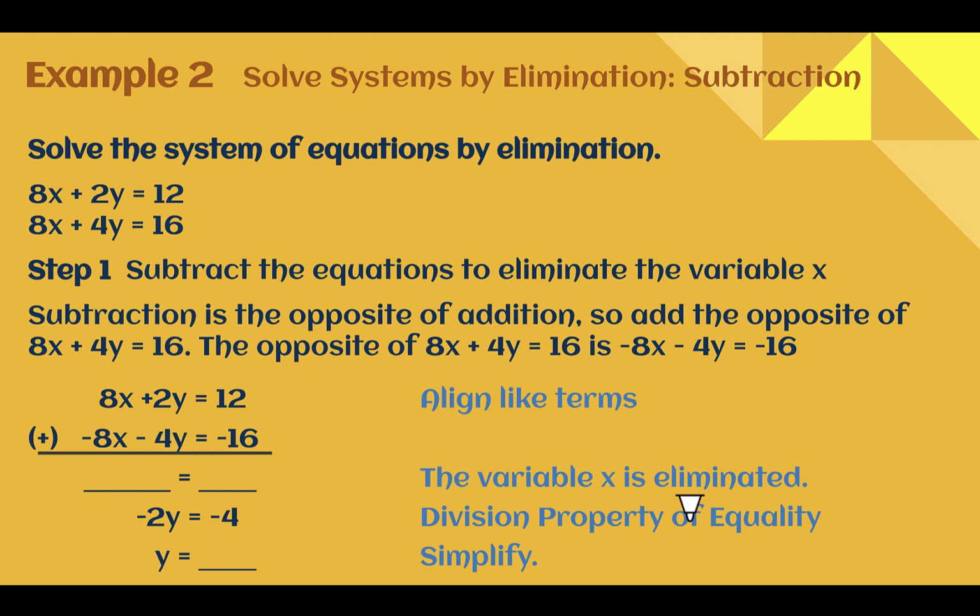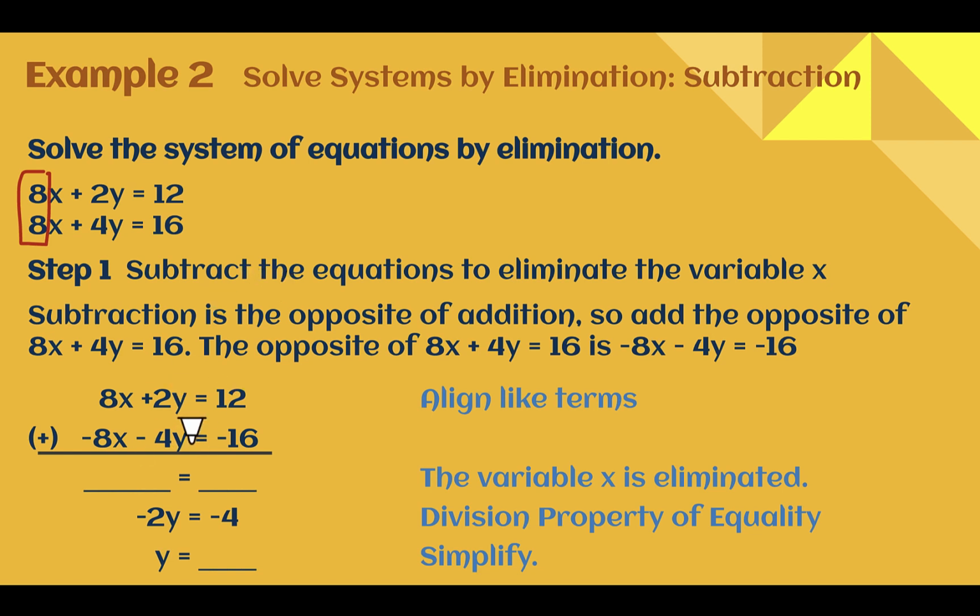8x plus 4y equals 16. So again, when I'm using elimination, I'm looking for the ones that have coefficients that either are the same or opposites. So I have 8 and 8. Since they're the same, we're going to use subtraction to make it 0.